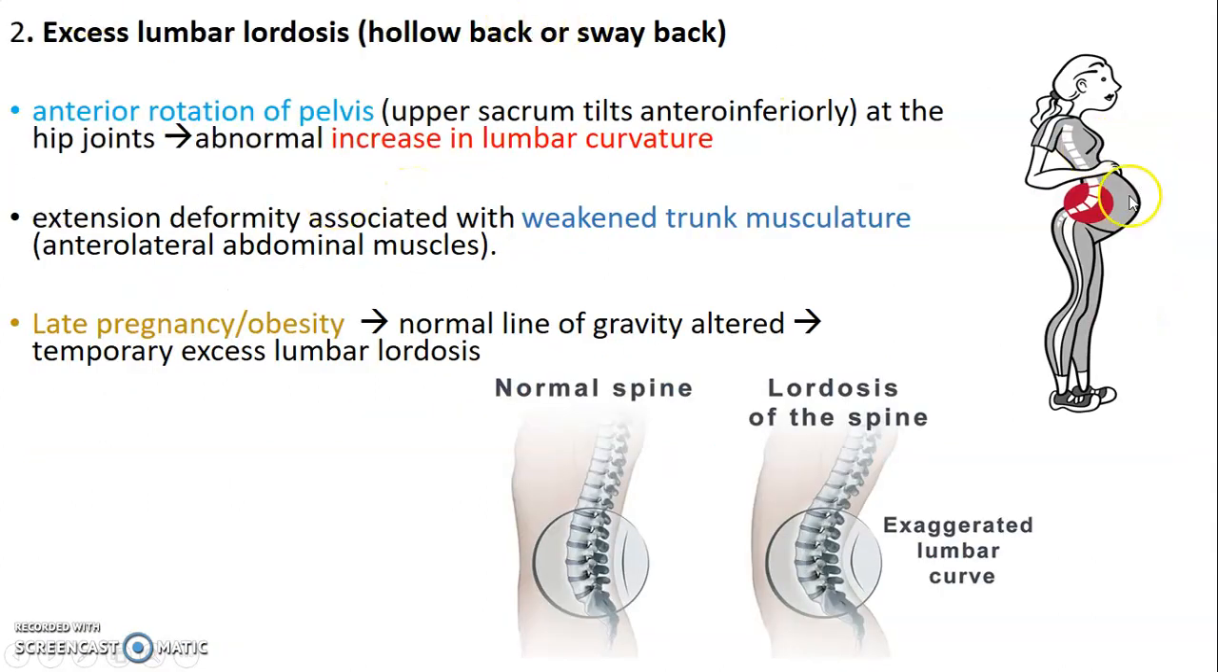Then we have lumbar lordosis, okay, especially in pregnant women or people with a pendulous abdomen. So what happens is there's anterior rotation of the pelvis at the hip joint, increasing the lumbar curvature, okay? There's associated weakening of trunk muscle. So when there's obesity or pregnancy, the line of gravity changes, therefore you develop a temporary lumbar lordosis. This is a normal spine. Look at this lumbar lordosis. Compare with this one that is exaggerated, okay?